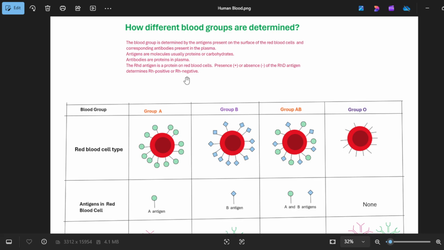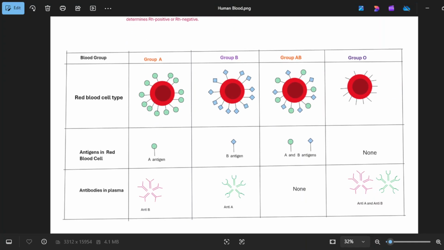And there is one other antigen called the RHD antigen, which is also a protein present on the red blood cells. If it is present, we call it positive: A positive, B positive, AB positive, or O positive. If that antigen RHD is not present on the RBC, we call it negative. So A negative, B negative, AB negative, and O negative. Okay. So now we know how to determine positive and negative. Now we'll see how to determine the group.